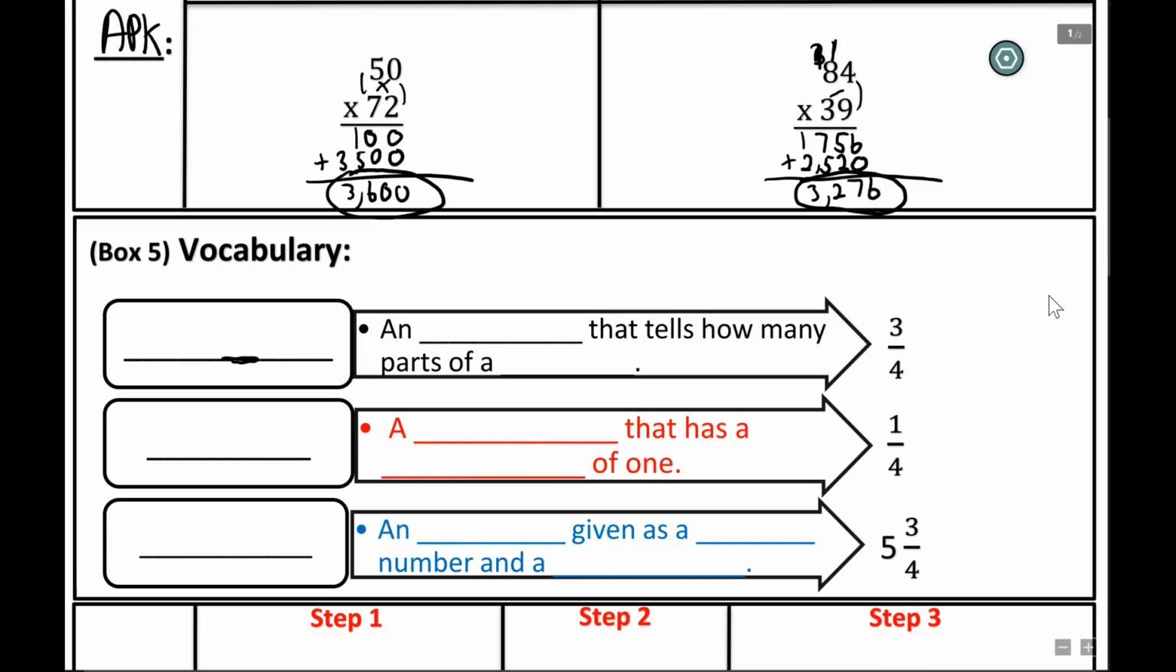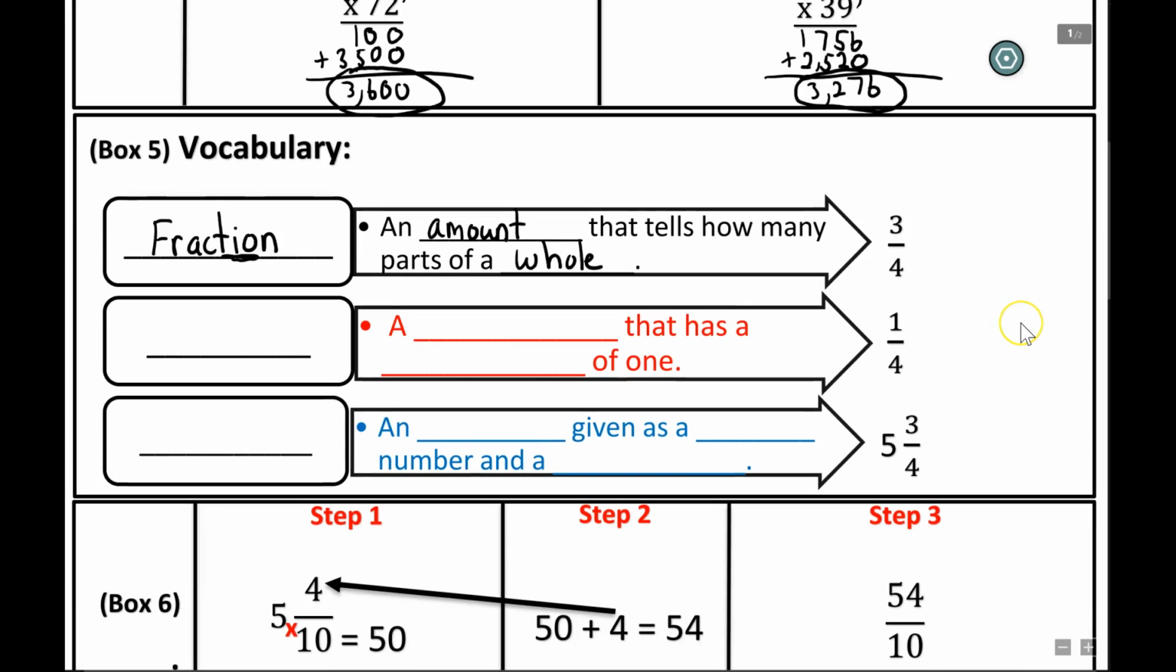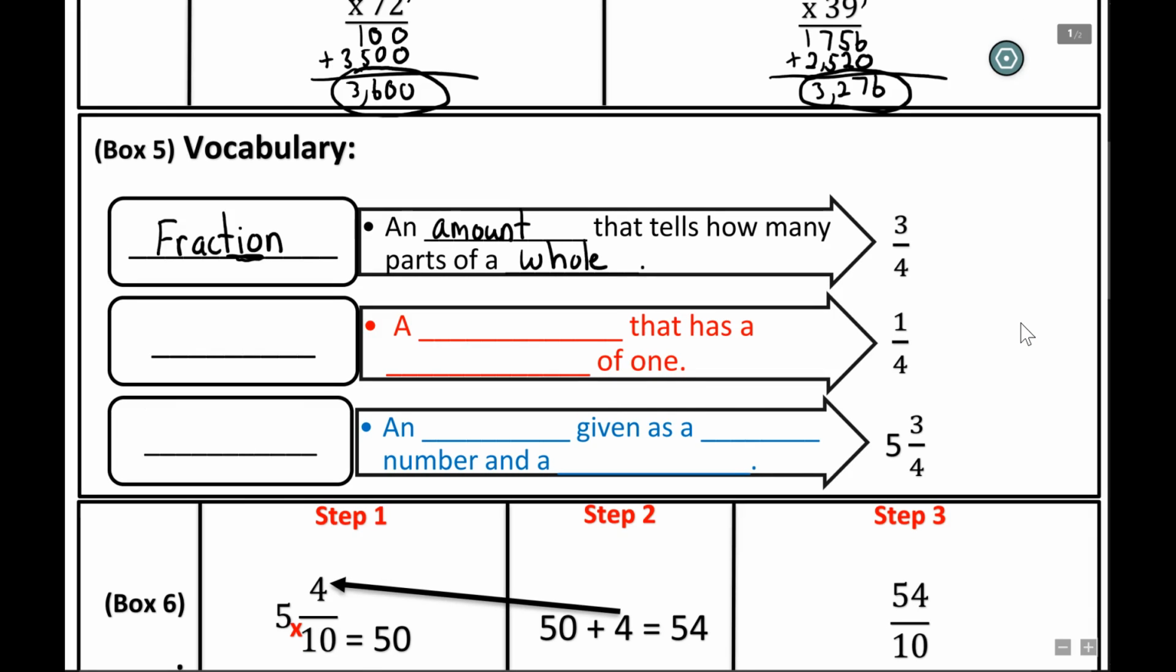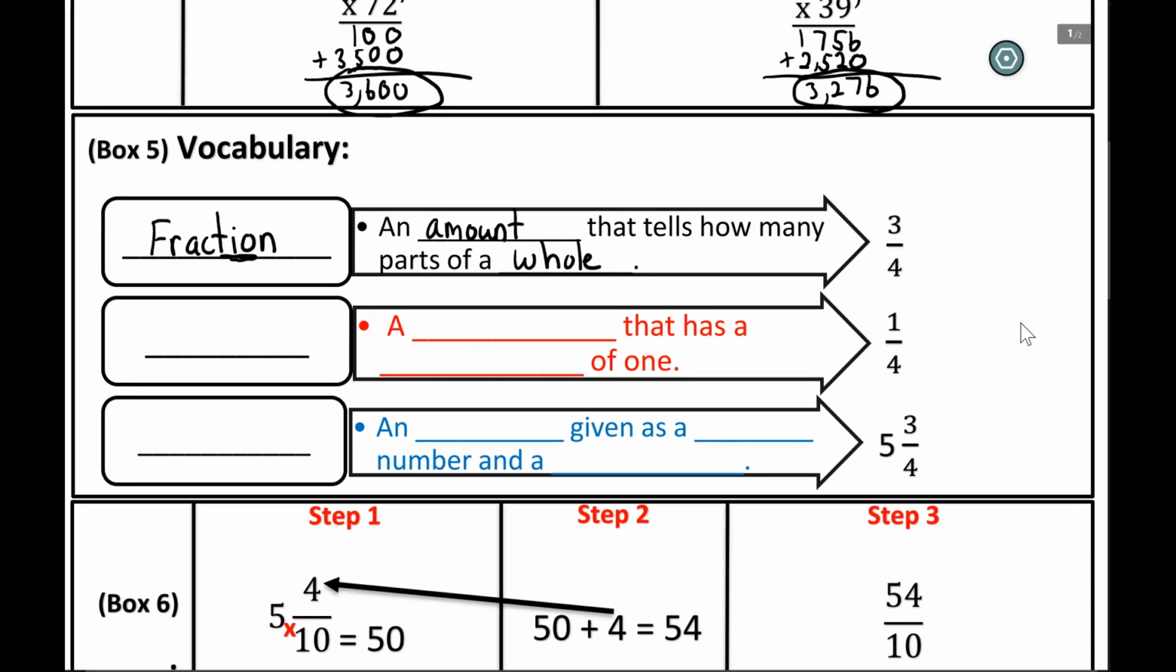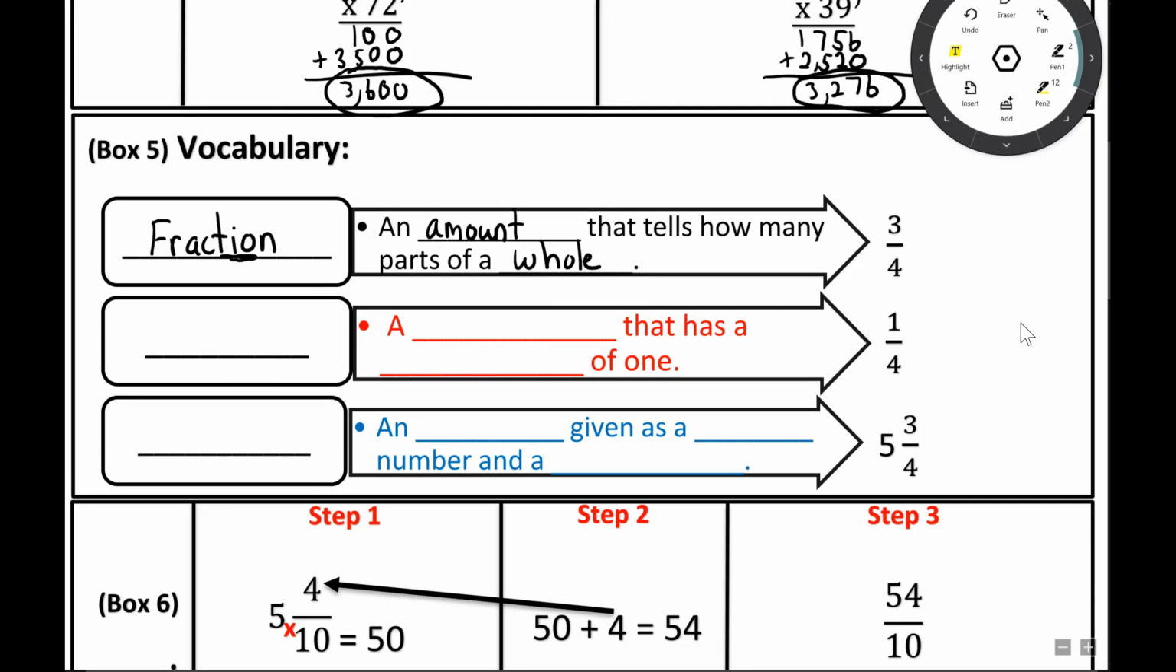Going into Box 5, though, vocabulary. Your first vocabulary word is fraction, okay? We should all be familiar with what a fraction is at this point. Okay, a fraction is an amount that tells how many parts of a whole, okay? And if you do not know fraction at this point, then make sure that you are looking at these vocabulary words, okay? Just because we want to make sure that we understand what they mean, okay? Not just simply write in our vocabulary and never think about what I'm talking about, okay?